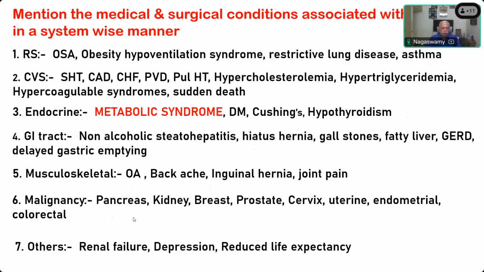What is the fluid volume in an obese patient? How many ml per kg do they have compared to a non-obese adult? 70 ml per kg is for a non-obese adult. For an obese patient, they have only 50 ml per kg.